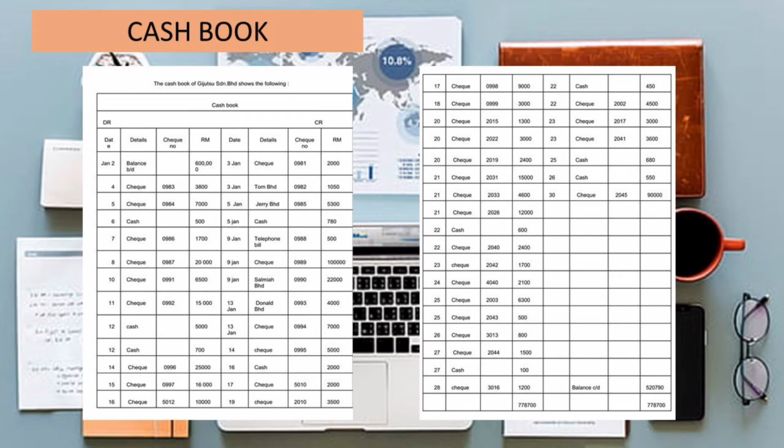This is the cash book of Kijutsu Sdn Bhd. Cash book is important because it keeps the record of transaction in the business. It is simply because every business must be very cautious about its cash management. There are a total of 30 accounts on the debit side and 20 accounts on the credit side. This cash book was prepared by the accountant of our company, and there are a few errors in this cash book.